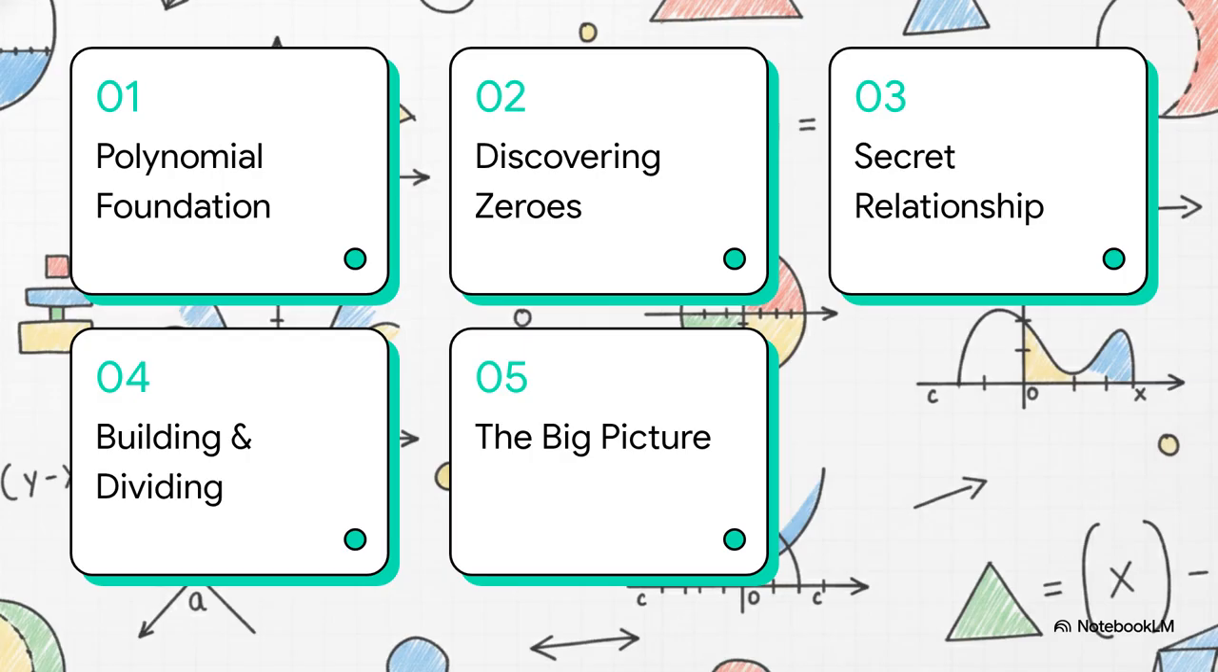Here's our roadmap for this explainer. 1. The polynomial foundation. 2. Discovering the zeros. 3. The secret relationship. 4. Building and dividing. And 5. The big picture. Let's get into it.